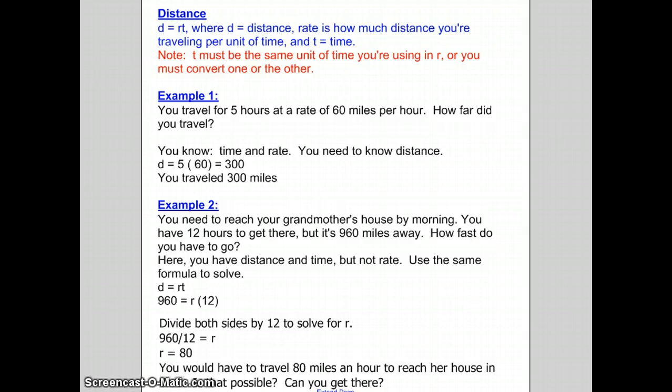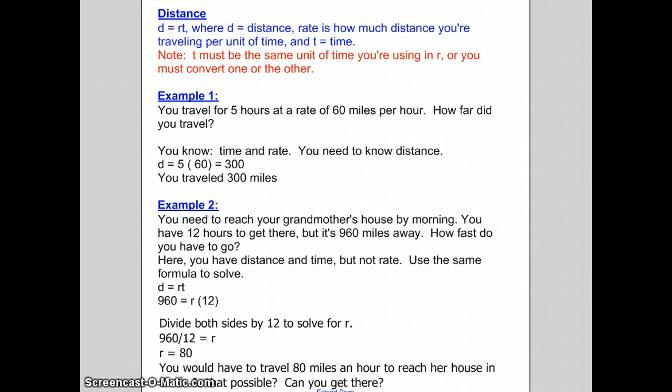In example 2, we'll turn this around a little bit. You need to reach your grandmother's house by morning. You have 12 hours to get there, but it's 960 miles away. How fast do you have to go to get there in time? Here you have distance and time, but not rate. So you use the same formula to solve, but solve for a different variable.